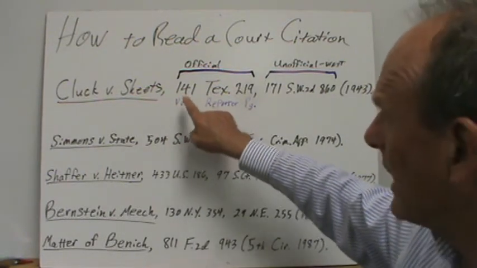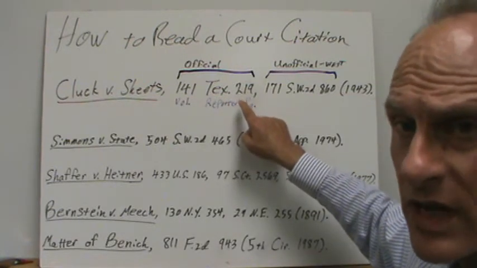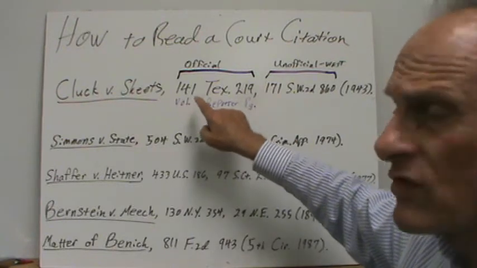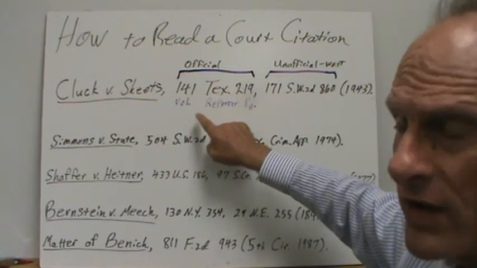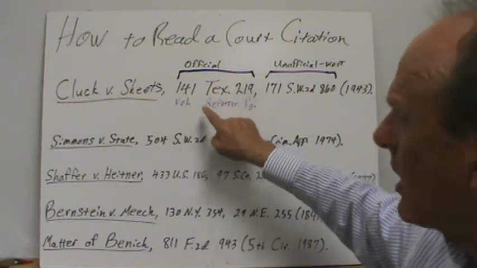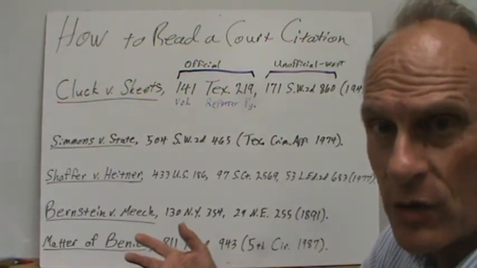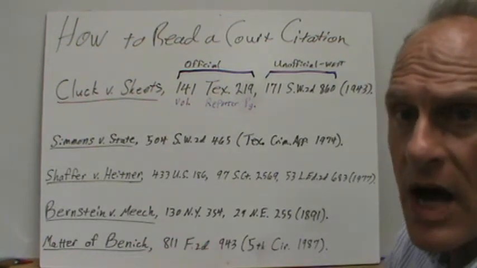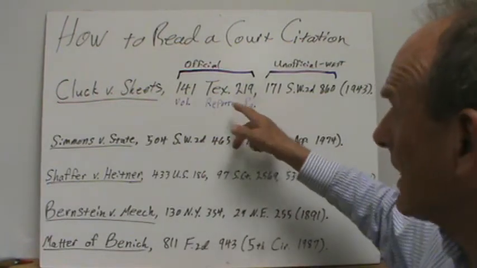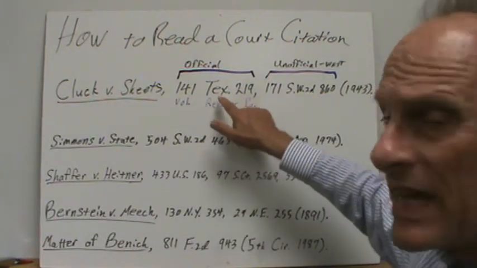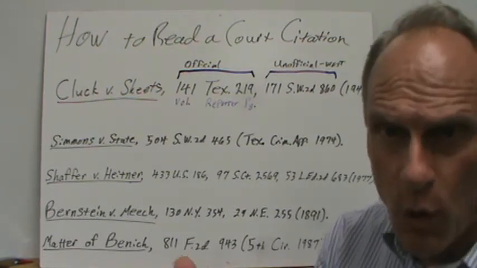Some numbers, in this case it's 141, some letters, TEX, and then some more numbers, in this case 219. This is the official citation to this case, and you read it as the first set of numbers is the volume. Volume 141 of what? Well, of the reporter, the set of books that you would look to in the paper library, where you would locate this book and set of books. In this case, it's abbreviated TEX, and that is the Texas Reports, rather.